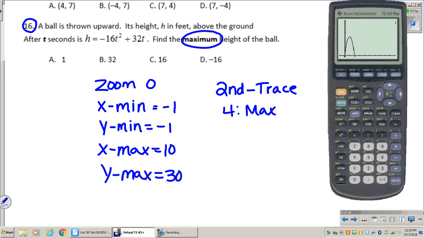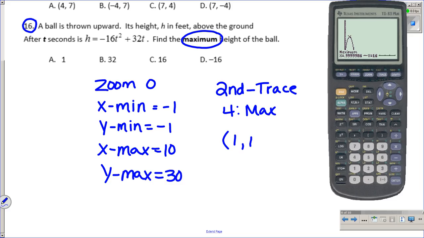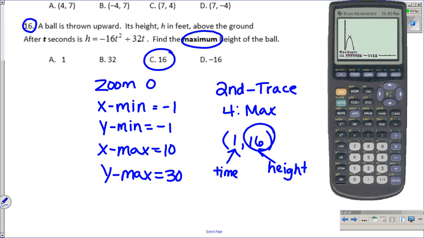So you will find the maximum is at the point (1, 16). Remember, 1 is the x value, which is time, and the y coordinate is height. In this problem, they're asking for the maximum height, so the answer is 16. So that is answer choice C.